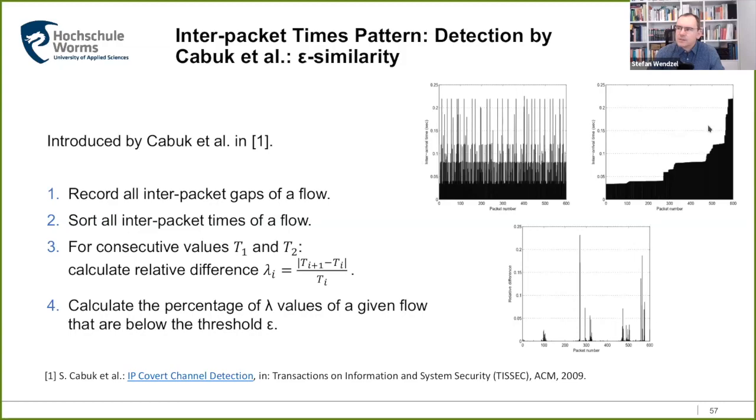Then you sort them and you calculate the relative differences. They are called lambda values. And then you calculate the percentage of lambda values of a given flow that is below some threshold called epsilon. This is why it's called epsilon similarity.